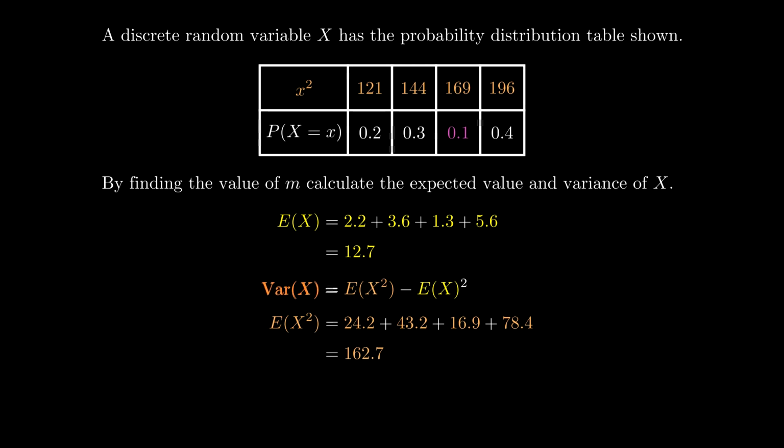So then finally, this variance would be the 162.7 minus the yellow expected value, the 12.7 it must be, all squared. The 12.7 gets squared, you subtract that from 162.7, and that gives us 1.41 for the variance.